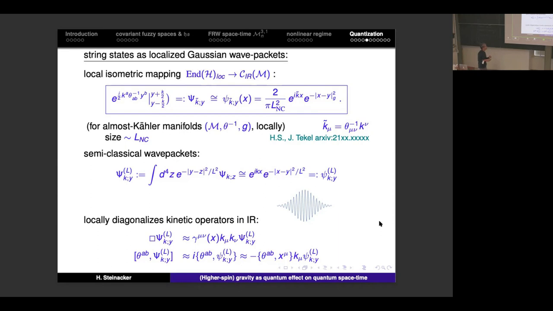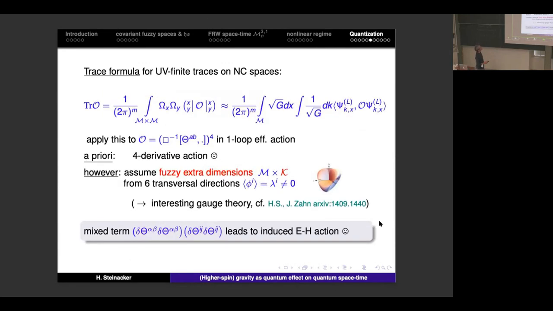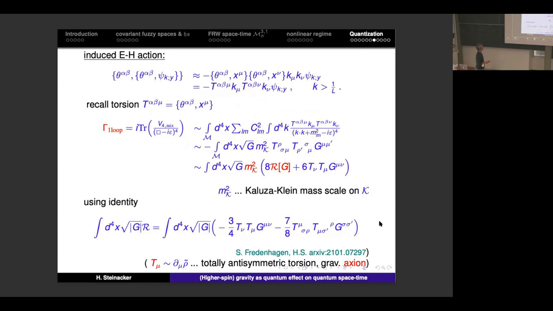And now if you make these wave packets long enough, then again they diagonalize these kinetic terms, and you can compute the trace. If you do this computation, you can write this trace in a geometric form, and you take into account this extra dimension and compute the trace, and you find that this one contribution to that term is precisely what I told you before. So the first thing you get is this quadratic contraction of the torsion, and because of an identity which we found in the last paper with Stefan, you can recognize this contraction of the torsion as Einstein-Hilbert plus some axionic stuff. So that's the end of the story for today. The one loop effective action includes Einstein-Hilbert.